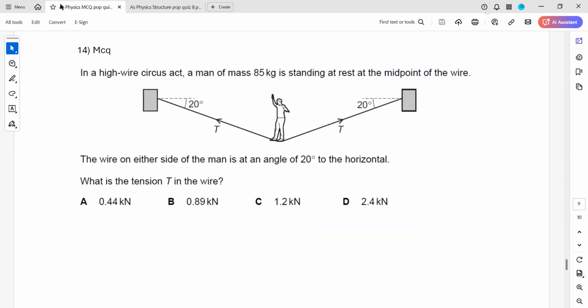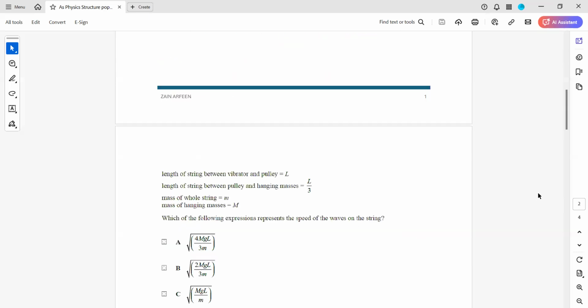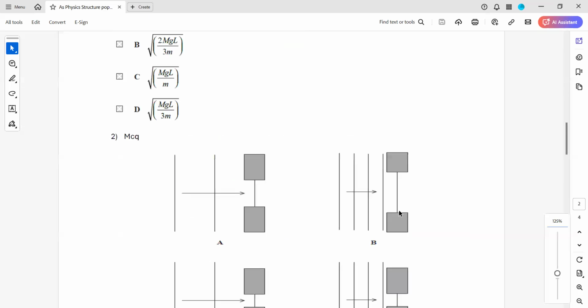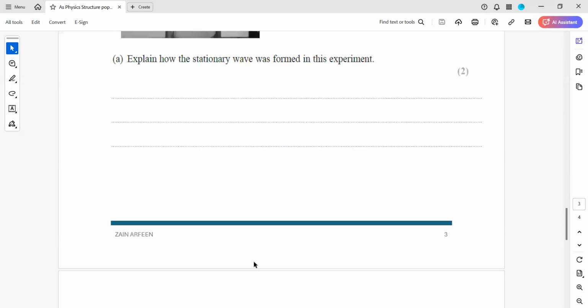Then we have a structure pop quiz 8. If you have any doubt in question 1, MCQ, question 1 or question 2, any doubt? Or question 3, question 1.